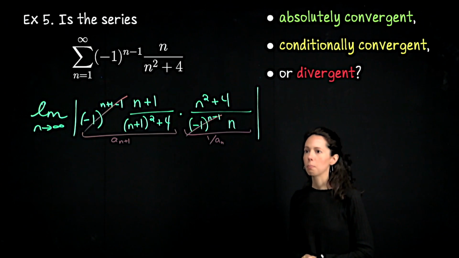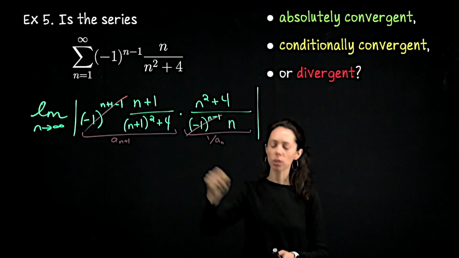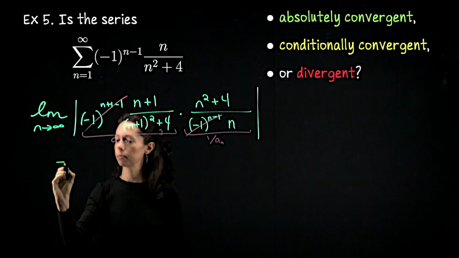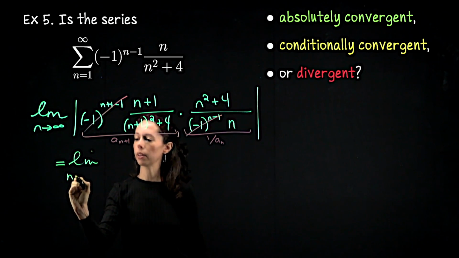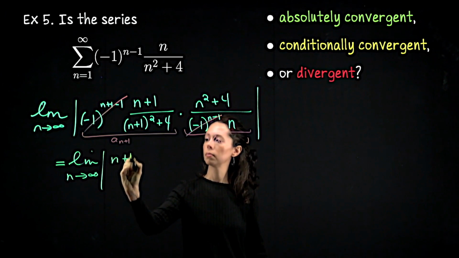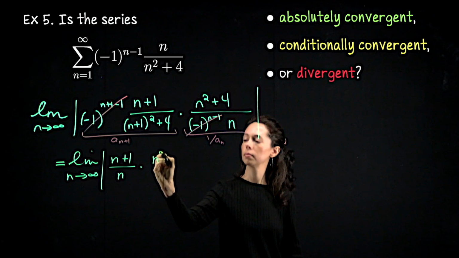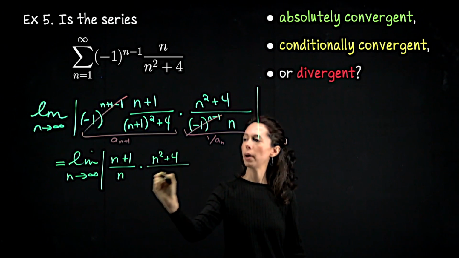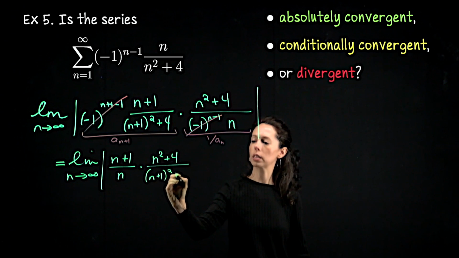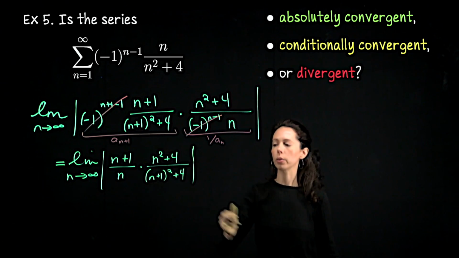So let's match the n plus 1 with the n, and then we'll match these quadratics as well, so that this is the limit as n goes to infinity of n plus 1 over n times n squared plus 4 divided by, I'm going to leave this in factored form, n plus 1 squared plus 4. By factored form, I mean that I did not choose to expand this. If you wanted to, you could.